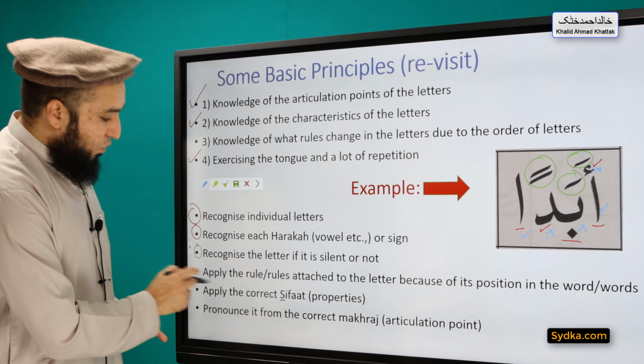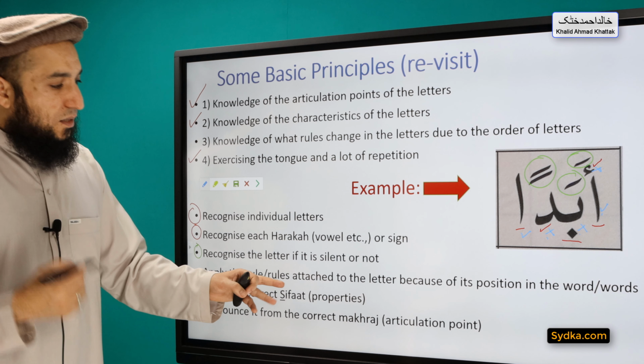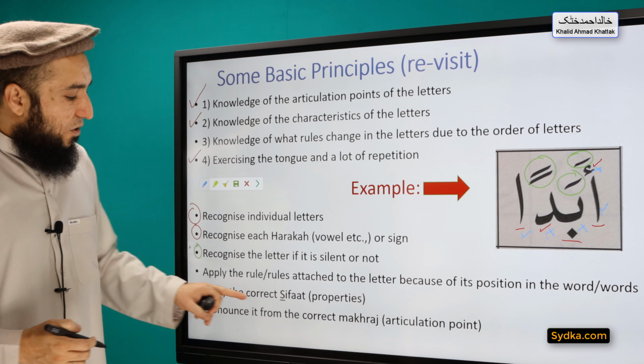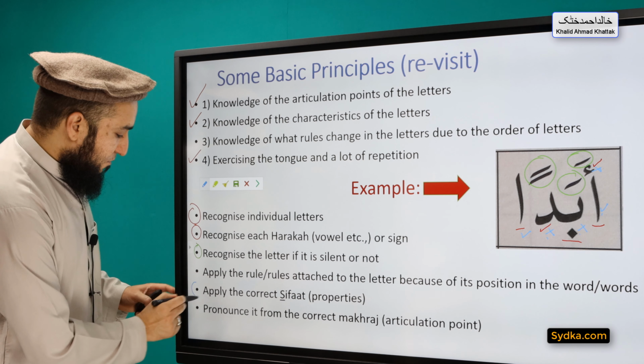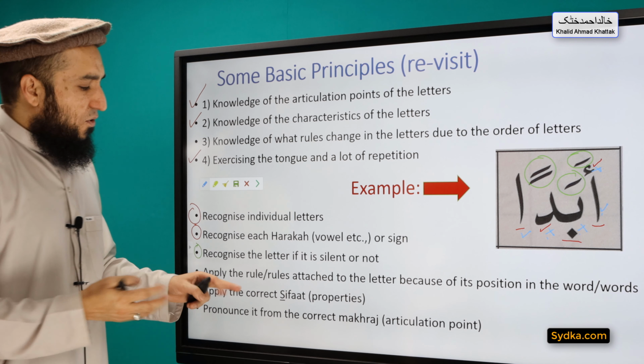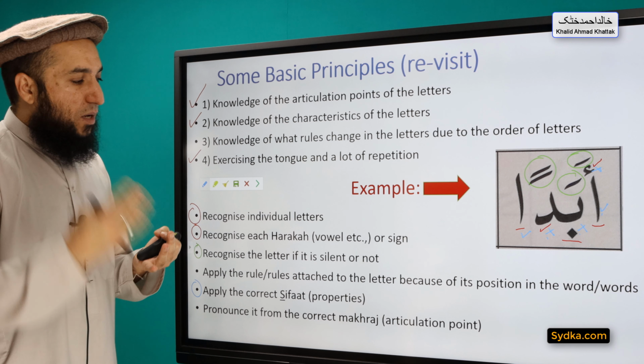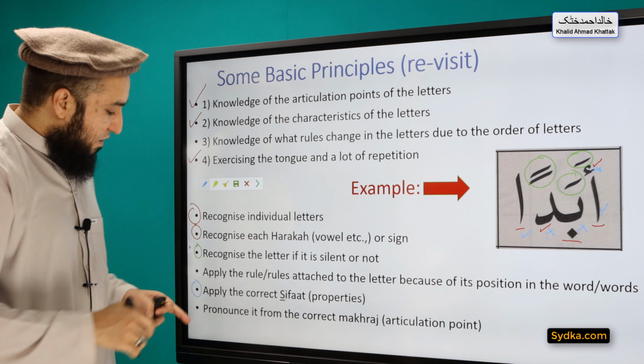And the next one is we apply the rules that attach to individual letters. We will study that in advanced level. Then we apply the correct sifat. We have studied only a few of them. One of them would be if the letter is heavy or light. So we apply those rules, and the rest we will study in advanced level.